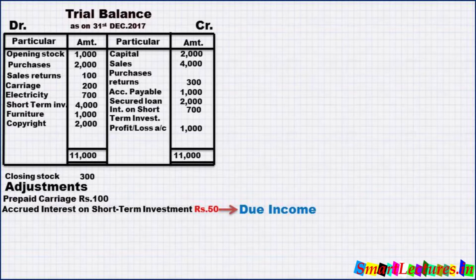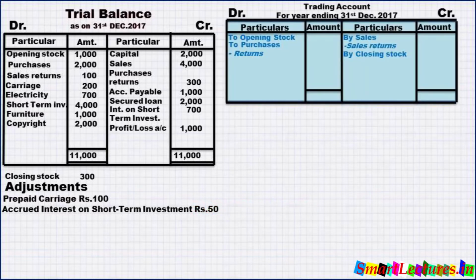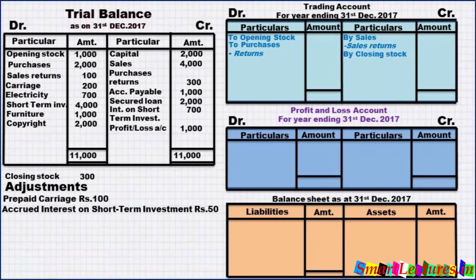So first of all, let's make trading account, profit and loss account, and balance sheet. Trading account for the year 31st December 2017: opening stock, purchases minus purchase returns, and on credit side by sales minus sales returns, by closing stock. Then profit and loss account on credit side by gross profit, and in balance sheet on liability side capital plus net profit minus drawings, and on asset side closing stock. So we are ready with the formats.